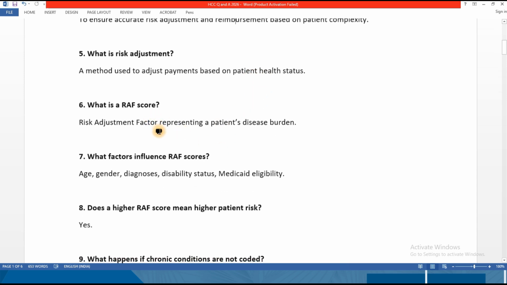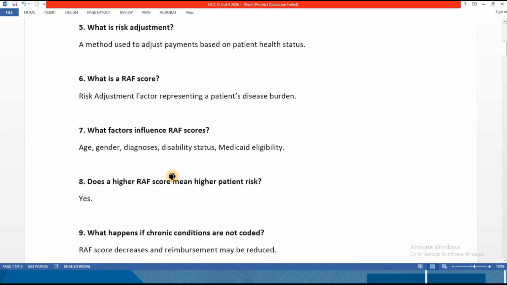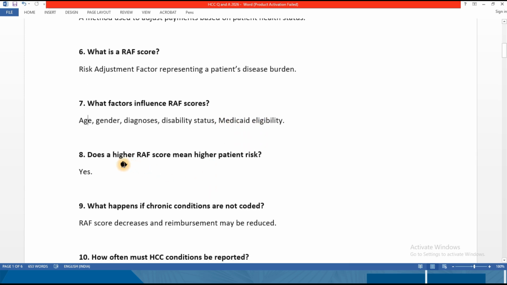What is RAF score? RAF means risk adjustment factor, representing patient's disease burden. Next, what factors influence RAF scores? Basically, these are the factors which will influence the patient scores: age, gender, diagnosis, disability status, as well as Medicaid eligibility. Next, does a higher RAF score mean higher patient risk? Yes, obviously. If the patient has more chronic conditions, the patient will have a higher RAF score. So here the patient will be at higher risk.